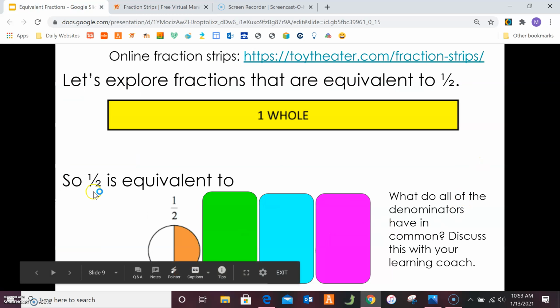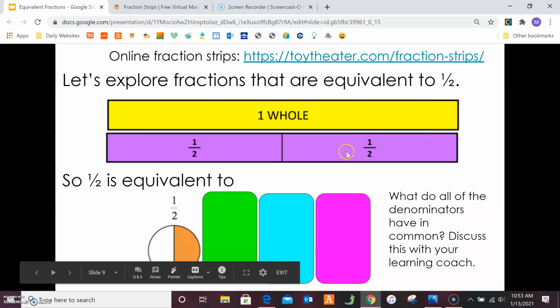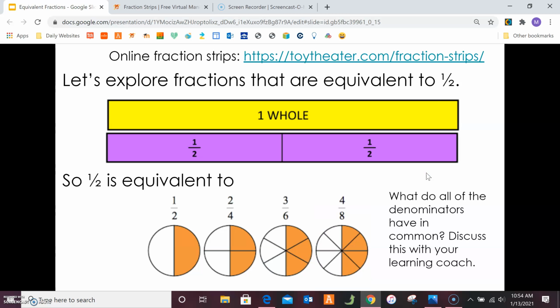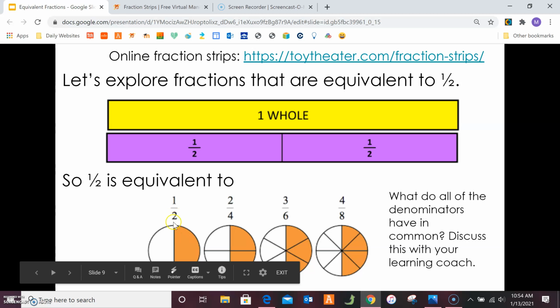So we figured out that 1/2 is equivalent to, here's our 1/2, 2/4, 3/6, 4/8. So what do all those denominators have in common? Discuss that with your learning coach. I hope that you notice that the even numbered denominators worked with the 1/2. They did. Here's something else I want you to think about.